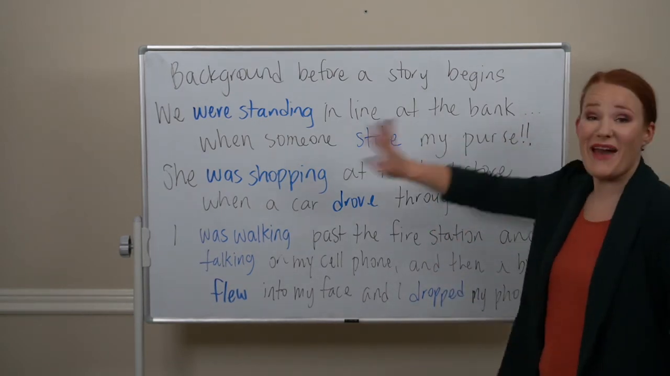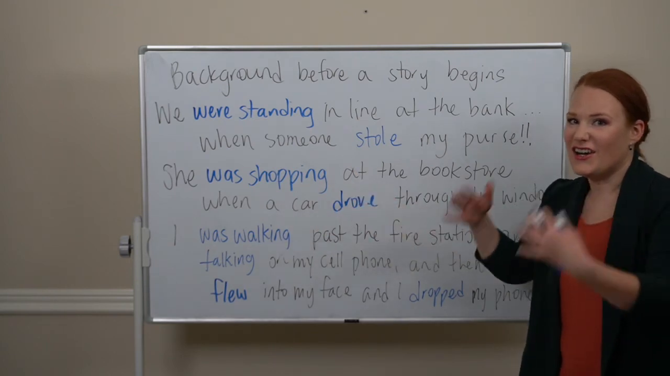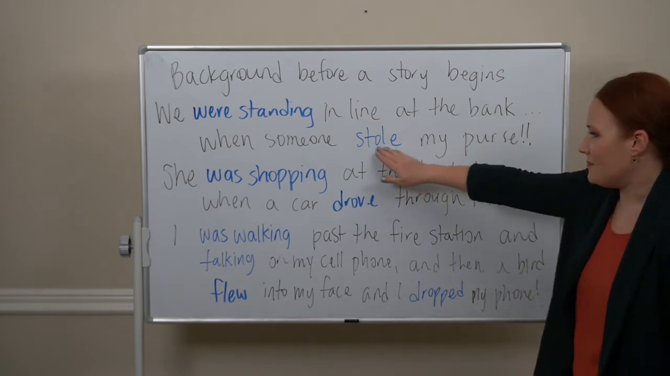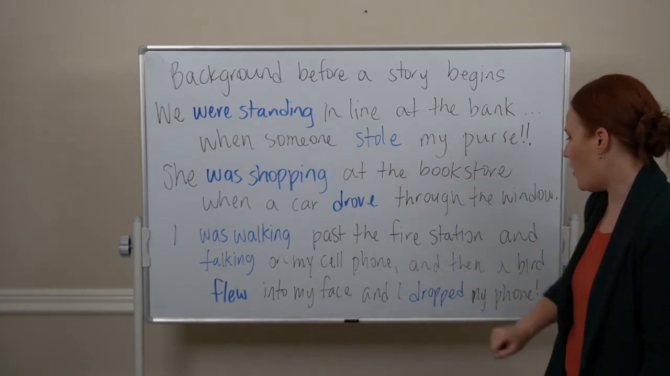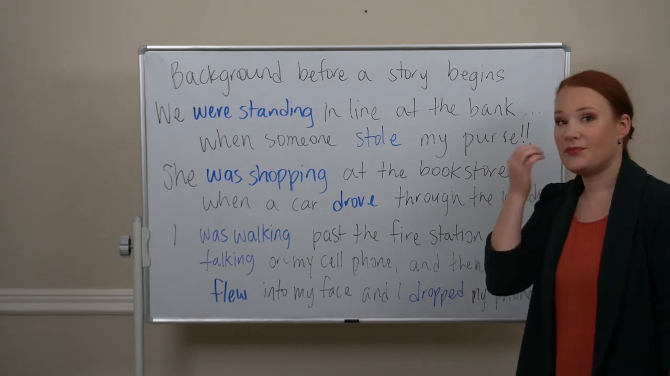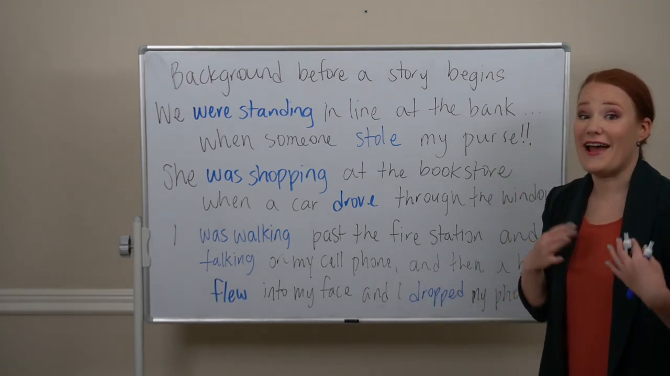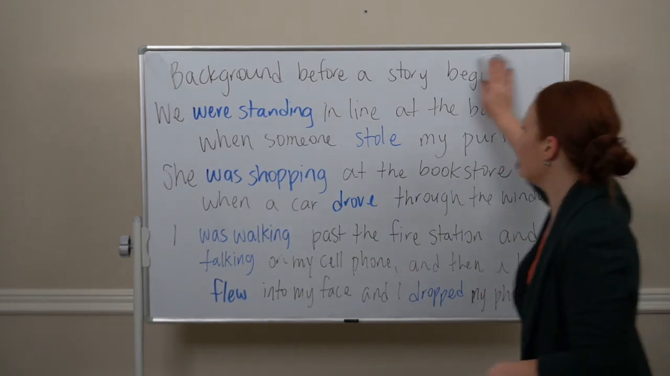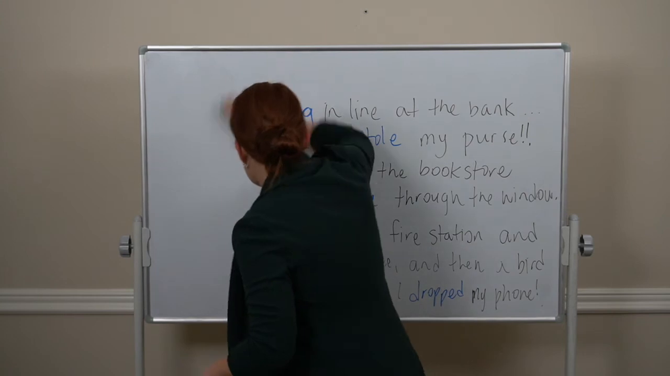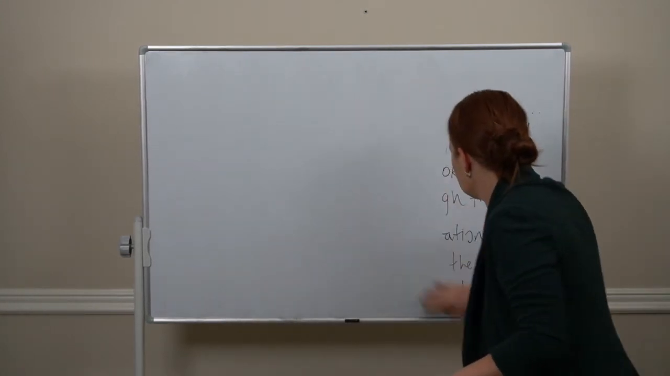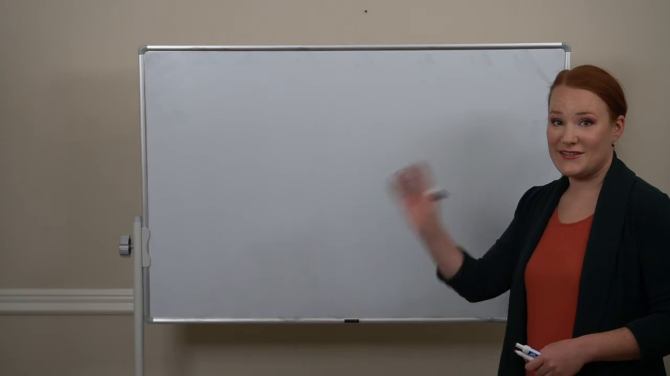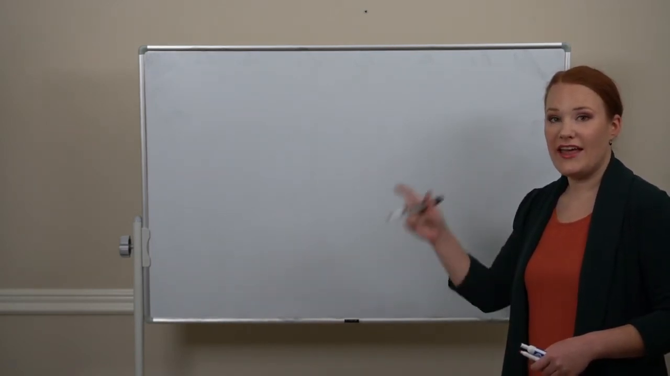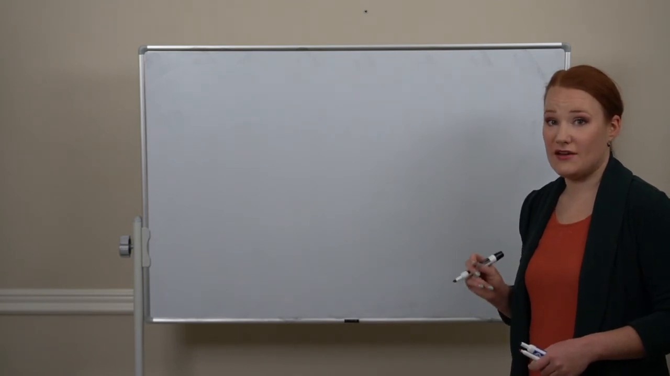So all these past continuous sentences are setting up the story. And then the story happens in past simple. Stole, drove, flew, dropped. But we use past continuous to say what happened first. Okay, so let's talk some form here. Okay, so we've got to be plus ing. To be is our auxiliary verb, and the ing verb is the main verb.